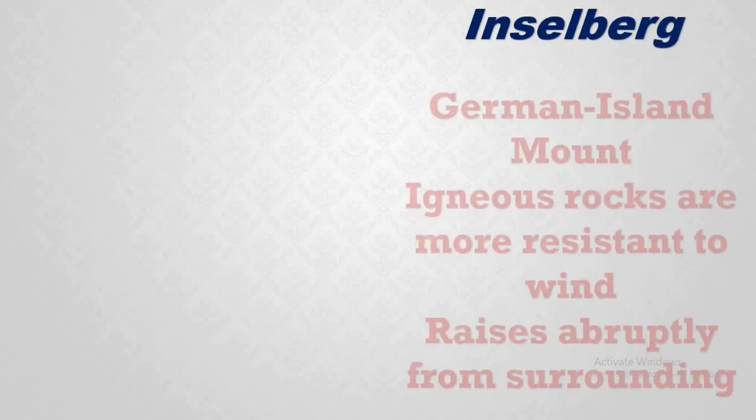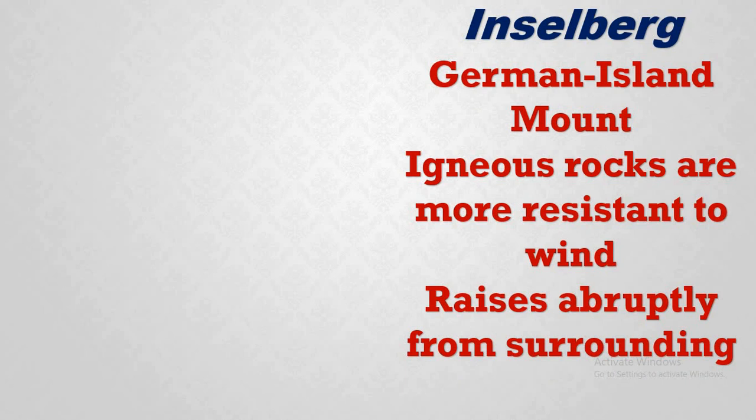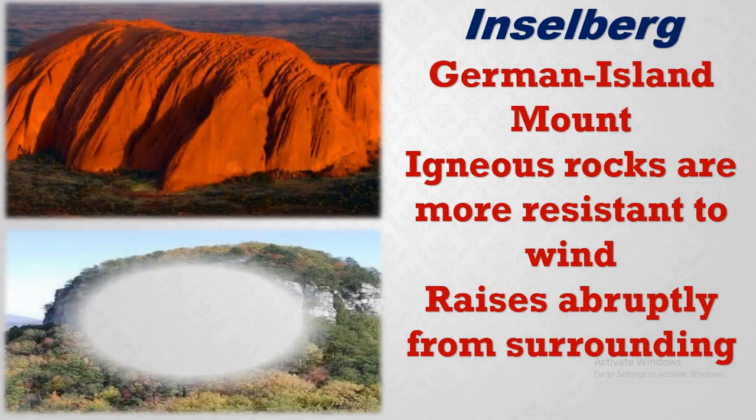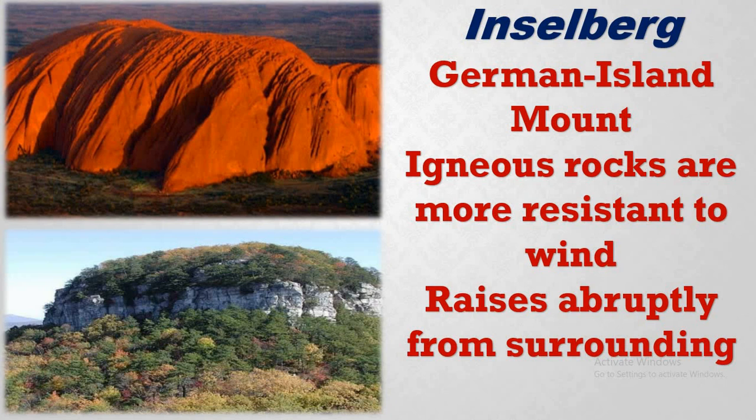Well, Inselberg. It's a German word which gives island mount as a meaning. This Inselberg is seen in igneous rocks, which are more resistant to the wind, and it rises abruptly from the surrounding. From the surrounding, it just rises up. So what happens? The surrounding gets eroded, leaving something like a mountain or just a small hill. It resembles a hill. This is what Inselberg is.